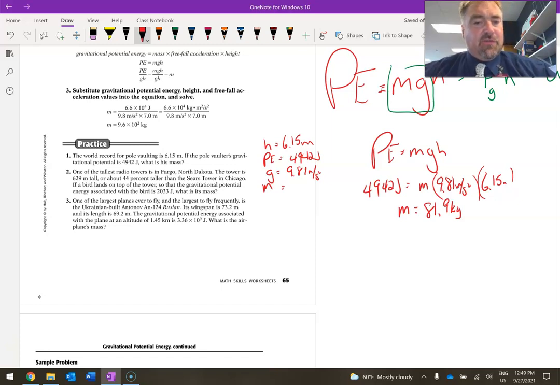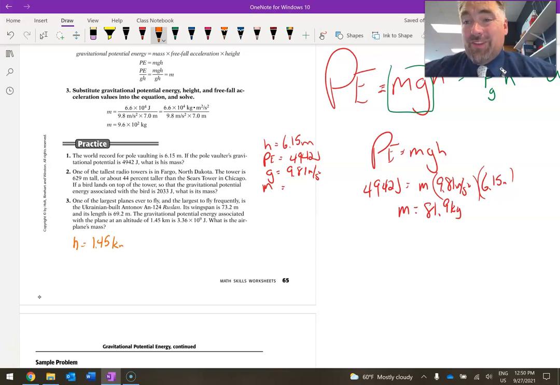Now, number three, it says one of the largest planes ever to fly, largest flying frequently, is the Antonov Rusalan. Wingspan is 73.2 meters, and length is 69.2 meters. Gravitational potential energy associated with the plane, altitude, and so on. So again, writing down everything I know, the height. Initially, I've got 1.45 kilometers, and as soon as I write that, I get a sick feeling in my stomach going, oh, something's not right.